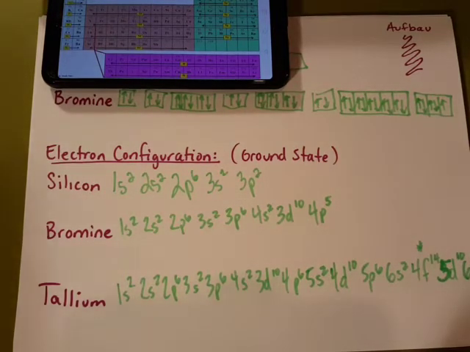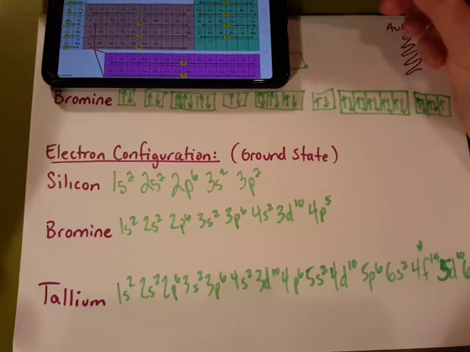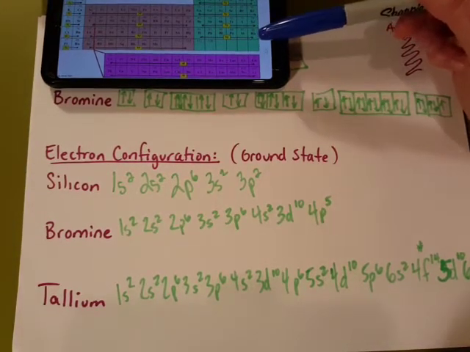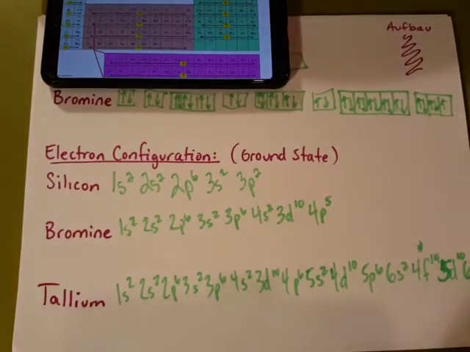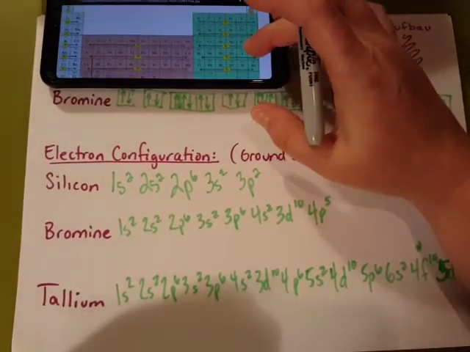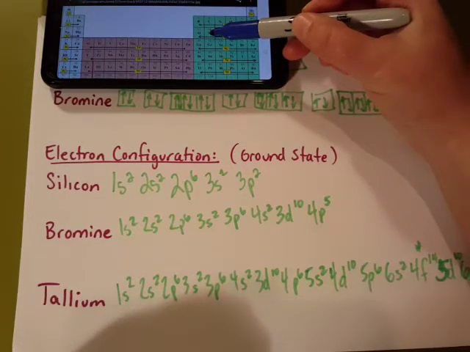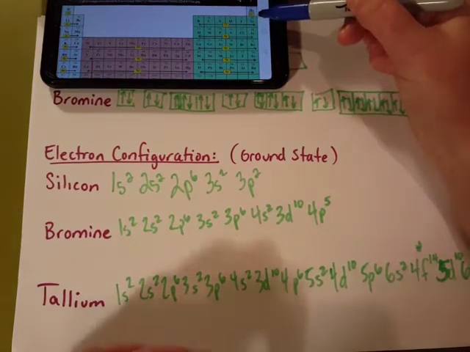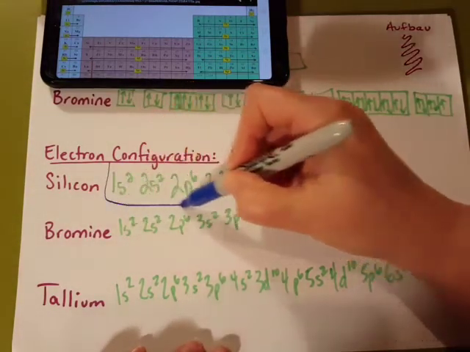Let me show you one way to ease this pain, if you will. What we want to do is called a noble gas configuration. We want to go back to the last noble gas, the last spot where all the electrons have filled all of the orbitals. So for silicon, if we go back along the periodic table, neon is the last noble gas with 10 electrons.